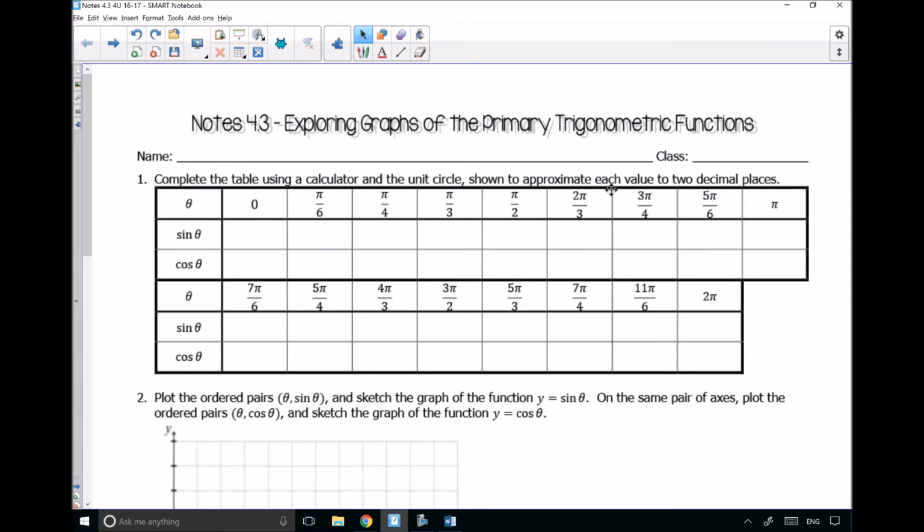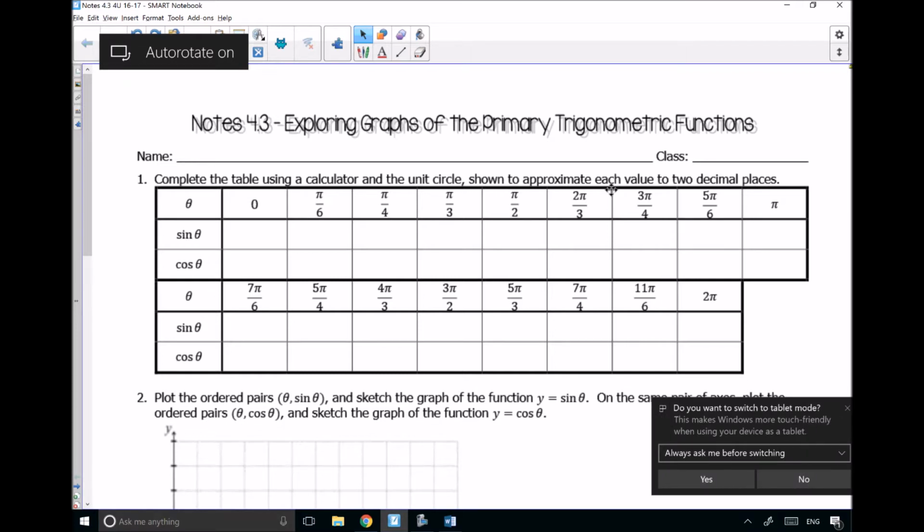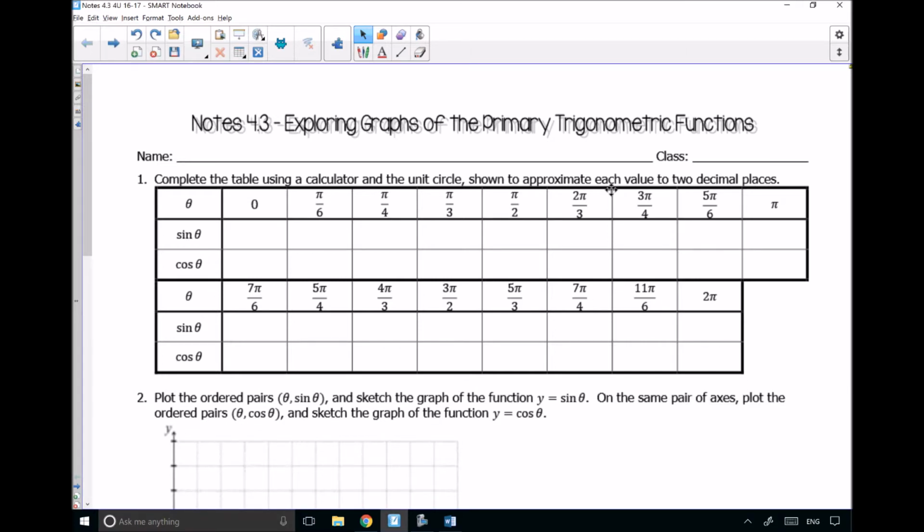Notes 4.3 are on exploring graphs of the primary trigonometric functions. So the first thing that we're going to do is complete the table using a calculator in the unit circle shown to approximate each value to 2 decimal places.